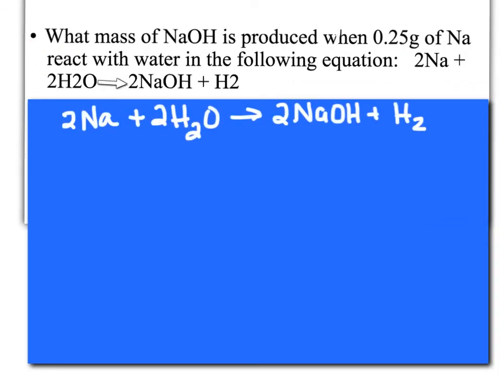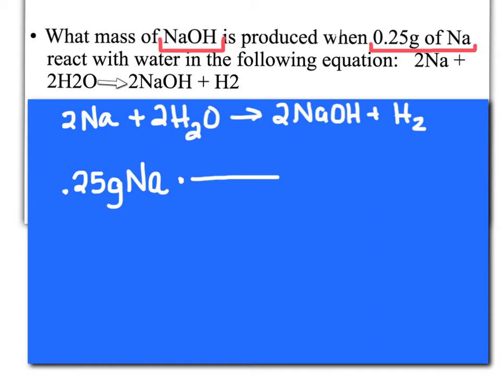Okay, so here's one more practice problem. What mass of sodium hydroxide will be produced when 0.25 grams of sodium react with water? So our first step, let's write down the information we started with. So 0.25 grams of sodium. That's what we're starting with. What are we looking for? We're looking for how much sodium hydroxide we're going to make.